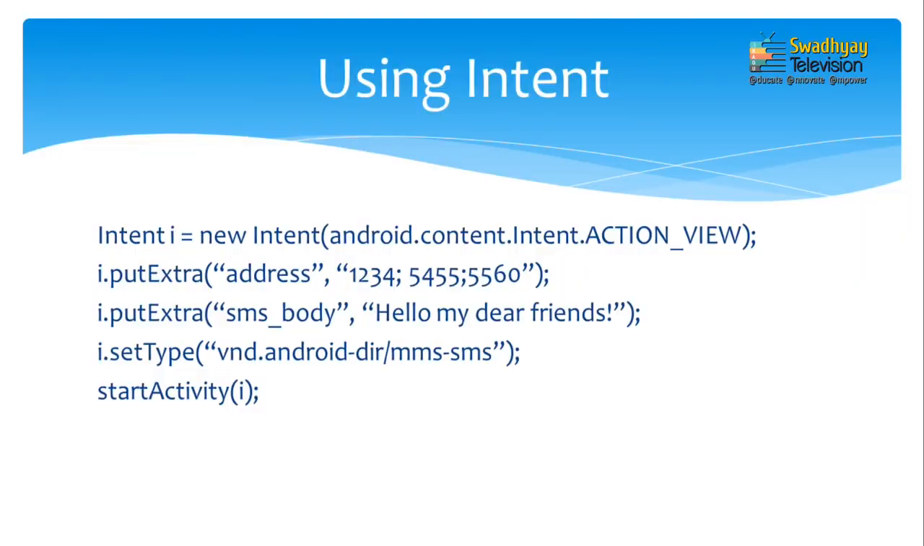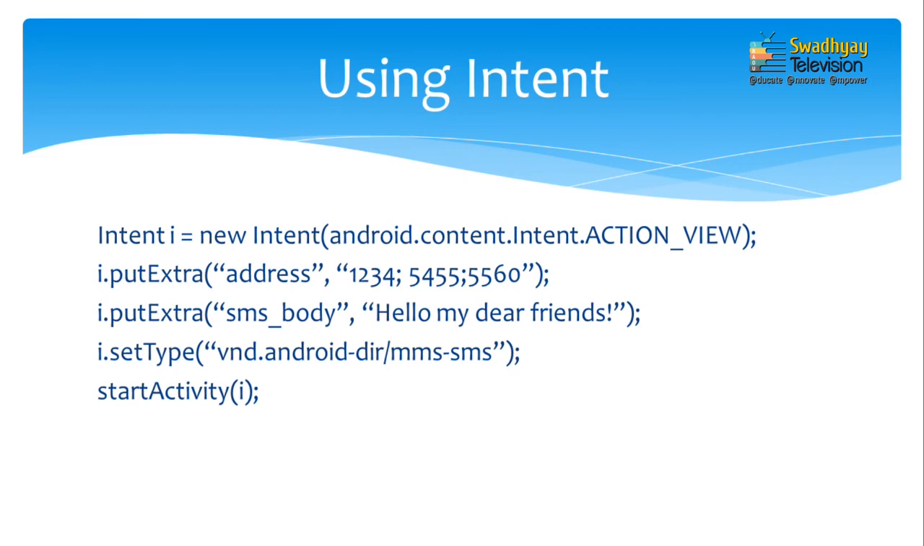When you use intent, you have to create instance of intent object, and in new intent as an argument we specify action which is ACTION_VIEW. Now, this is a generic action which can be used to send SMS, email, etc. So, here we use these action for sending SMS. So, you have to provide two information.